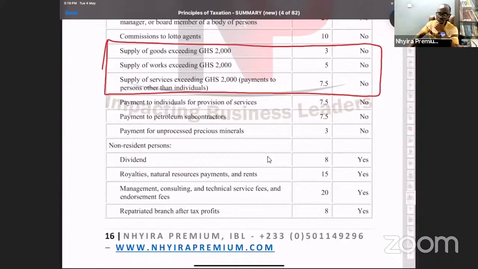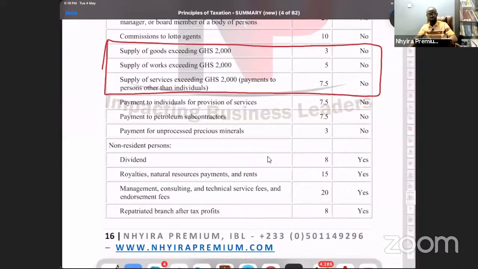Good evening. Yes, I want clarification on this VAT inclusive tenant. There was one question I saw. Are you supposed to do the 12.5 and then afterwards you do the 5% to get the net amount? Which 5% are you talking about here? That is the GETFund and the NHIL, the 2.5.